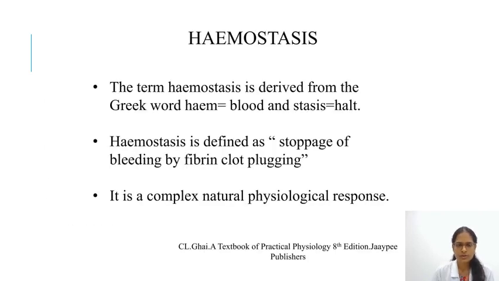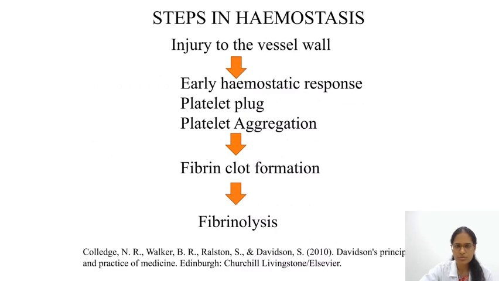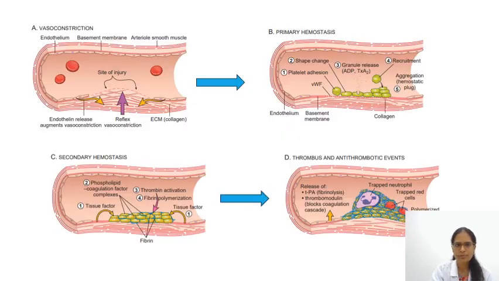So what is hemostasis? Hemostasis is derived from the Greek words, where hemo means blood and stasis means to halt. So basically hemostasis is defined as stoppage of bleeding by fibrin clot plugging. It is normally a natural physiological response in which, when there is injury to the vessel wall, there is formation of an early hemostatic response, platelet plug, platelet aggregation, formation of fibrin clot and ultimately fibrinolysis.